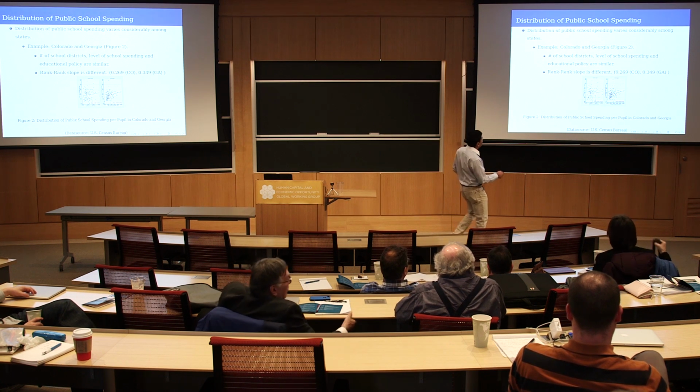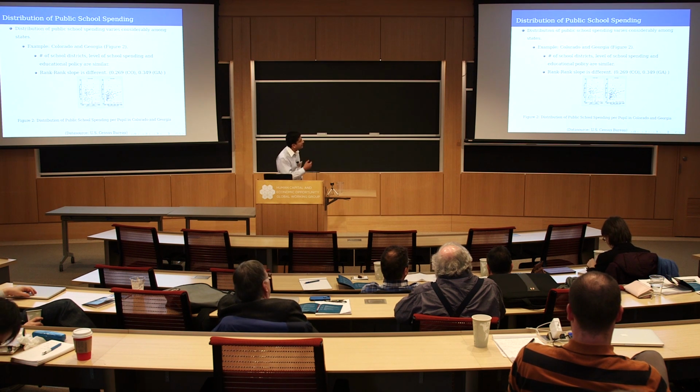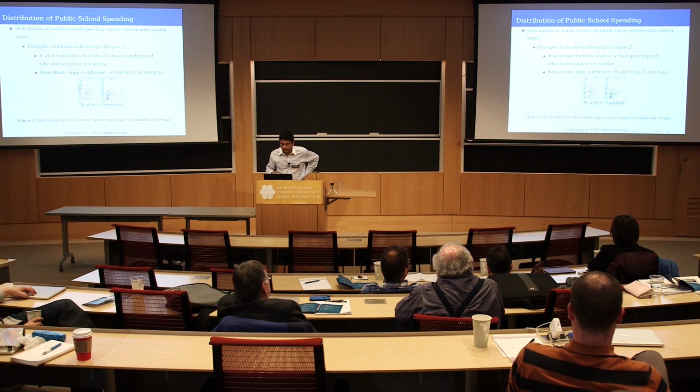Median household income. I wanted to make sure it's household income. And on the y-axis is the rank. So two states that are similar in many respects, Colorado and Georgia, are very similar in terms of number of school districts, the level of school spending, and educational policies. And the rank slope coefficient is very different.